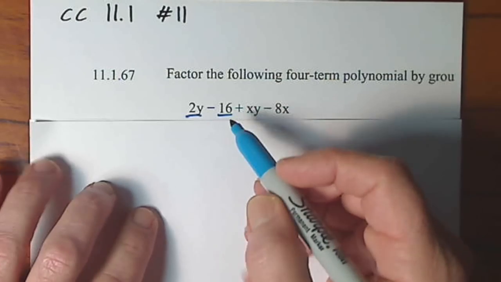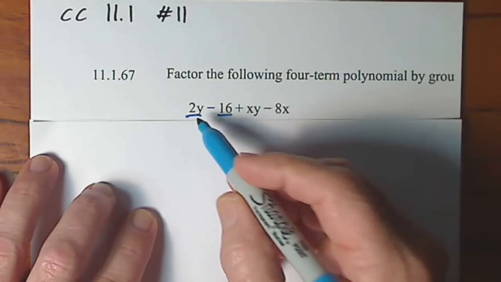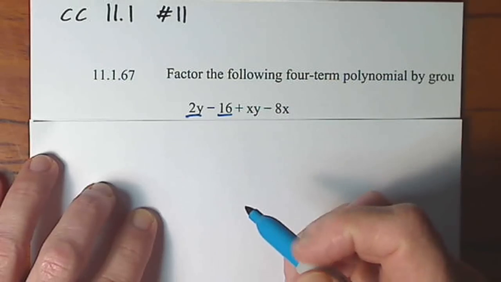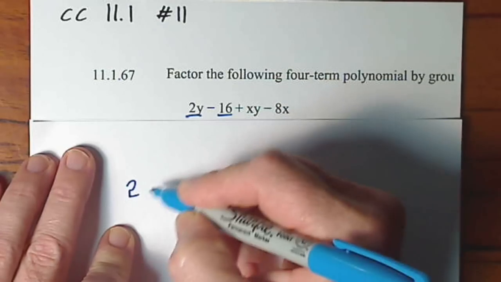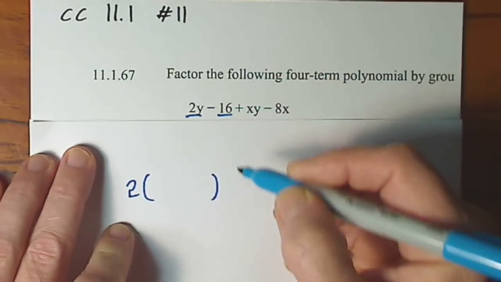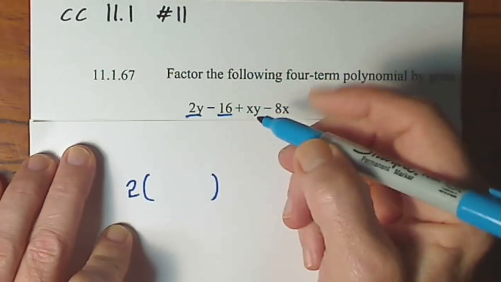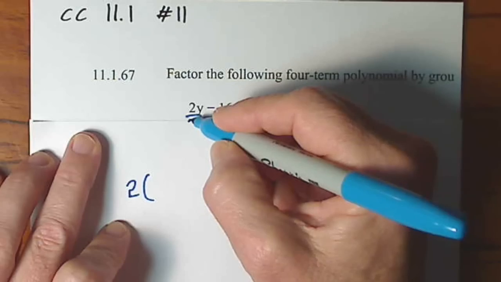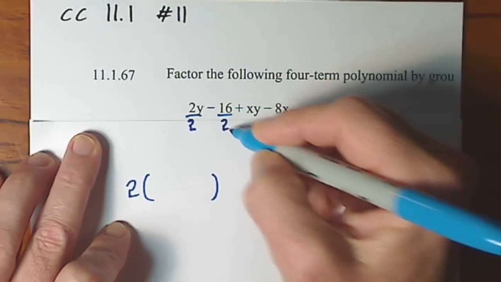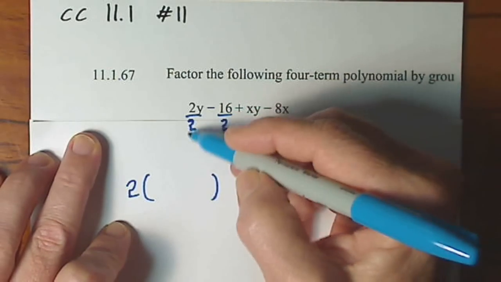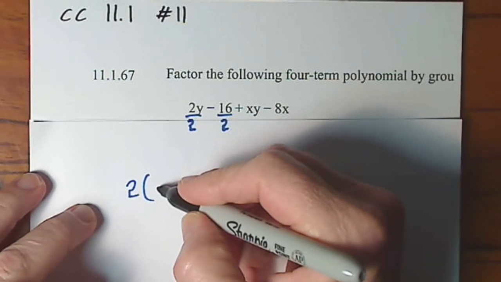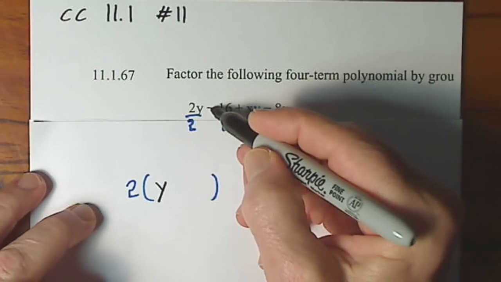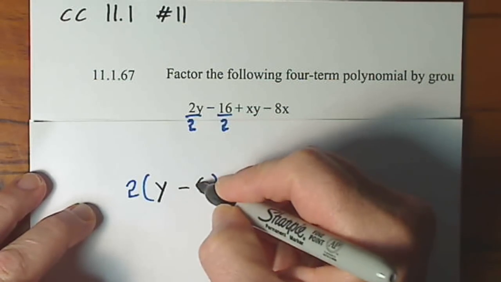Alright, so looking at the first two, our common factor, the greatest common factor, would be 2. So I'll put 2 in front of the parentheses and I'll factor out a 2 from these two terms. That is to say, I will divide by 2 and divide by 2. So when I divide by 2, I'm left with y for the first term, and that would be minus 8.